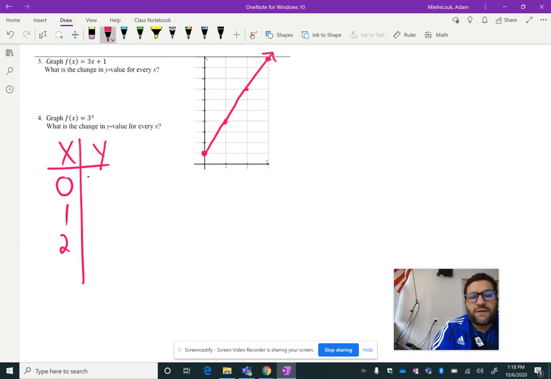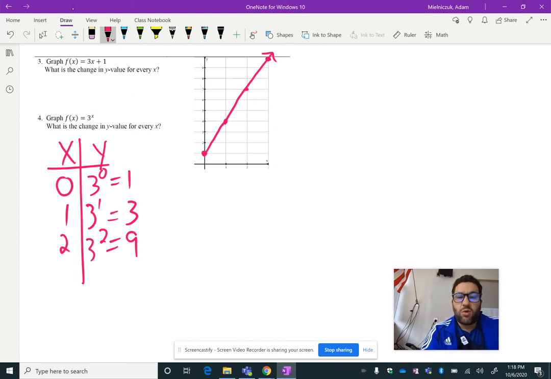For this one, we'd have 3 to the 0 power, which, anything to the 0 power is 1. Then we'd have 3 to the first power, which is 3. And then we'd have 3 to the second power, which is 9. So now we can graph these. We're at (0, 1), just like the last one, but now we're at (1, 3), and then we're at (2, 9). So what do we notice here?